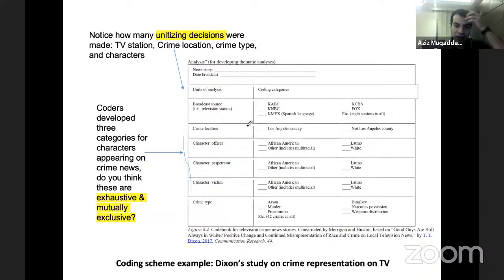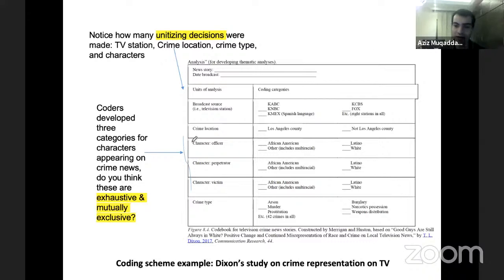Then the crime location, he was only interested if it's local or non-local. So you see right here, it's binary, because that was his research question: to what extent do the TV channels in LA cover crimes that are local versus non-local, right?